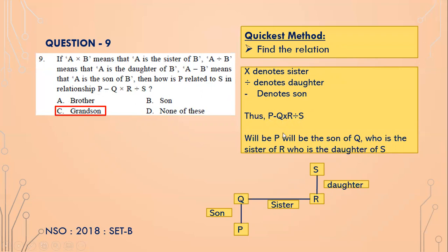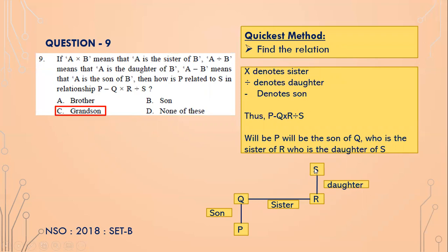Which means that P is the son of Q, who is the sister of R, who is the daughter of S. So P is the son of Q. Start drawing. Q is the sister of R, and R is the daughter of S. So what it means is S is the grandmother of P, or P is the grandson of S.